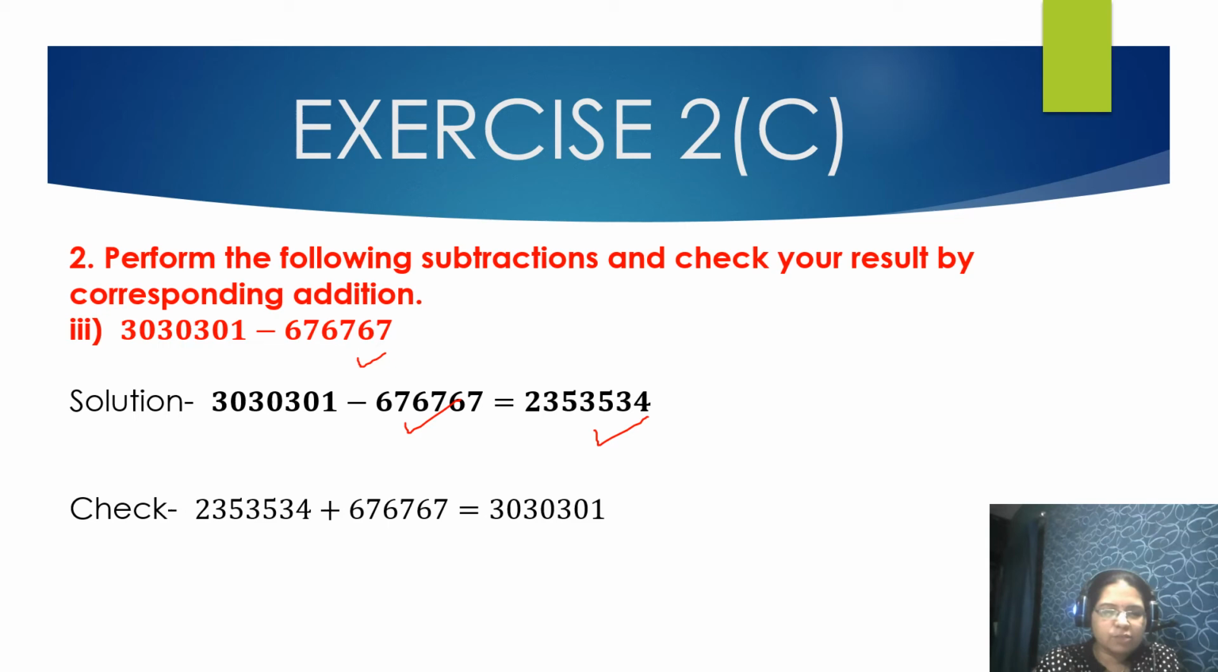So 23,53,534 plus 6,76,767, we get this number, 30,30,301. When we add 23,53,534 plus this number 6,76,767, we get this number 30,30,301, and this is the addition sentence.